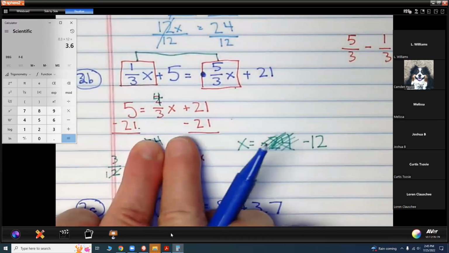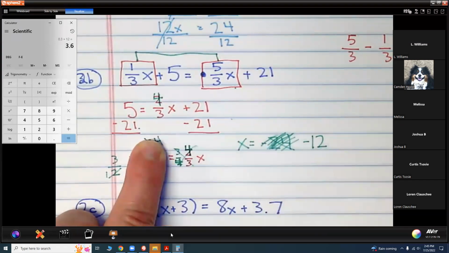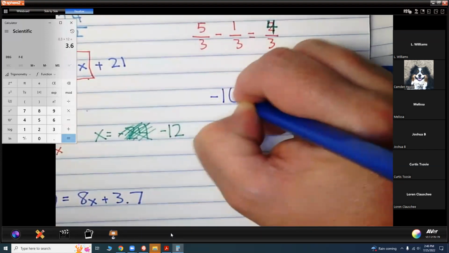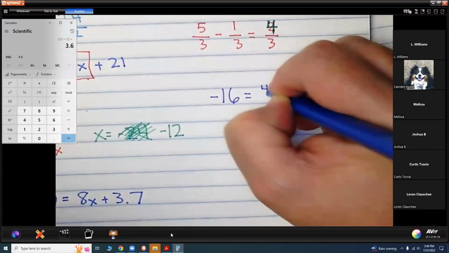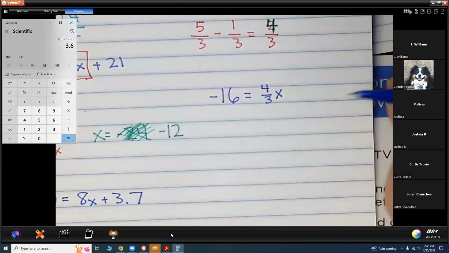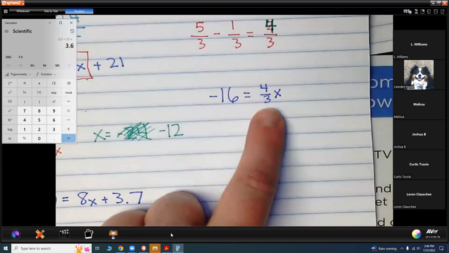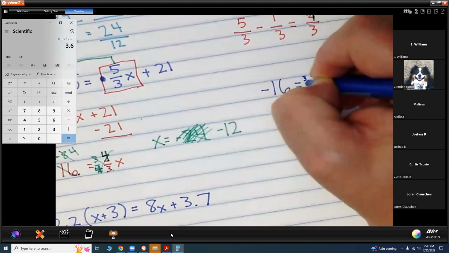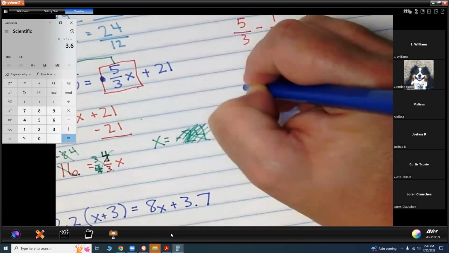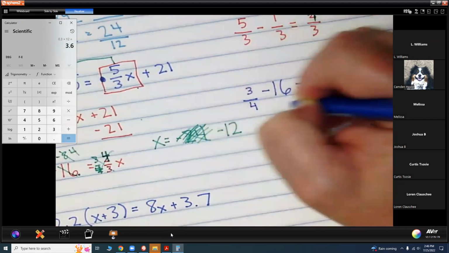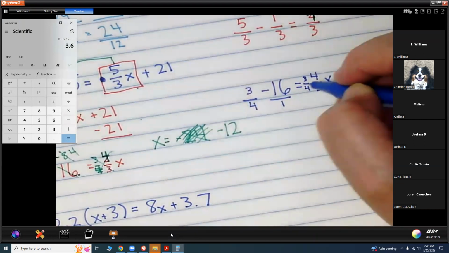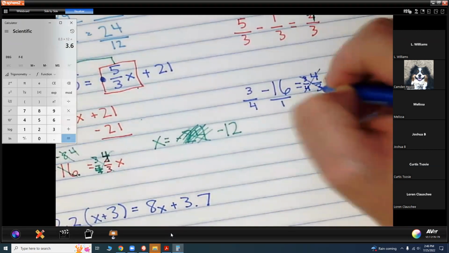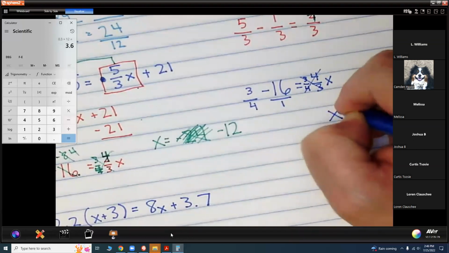So remember that once I subtract my 21 from both sides, then I'm left with -16 equals 4/3 x. In order to get x by itself, I need to multiply both sides of the equation by 3/4. Of course here, 3/4 times 4/3 is 1, so I'm left with x on this side.